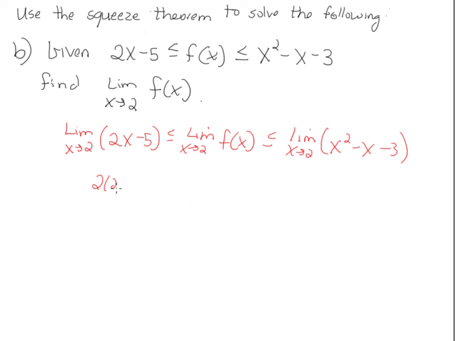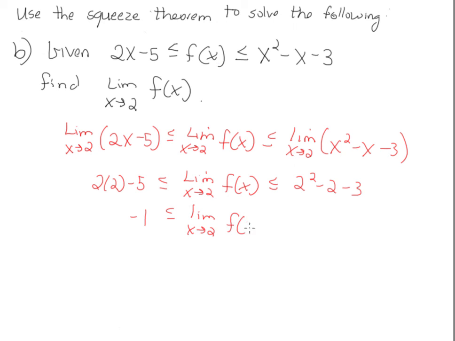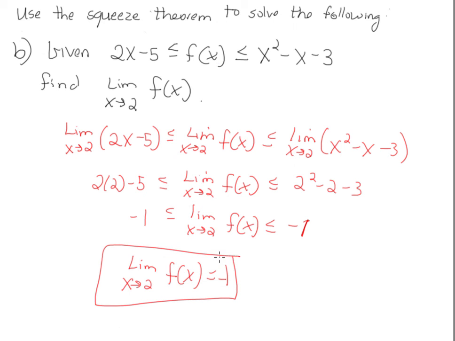I can solve this one by direct substitution. And the limit as x goes to 2 of x squared minus x minus 3 can also be solved by direct substitution. Simplifying that down, I get a -1 on the left of this inequality. Also a -1 on the right of this inequality. So my conclusion is that the limit as x goes to 2 of f of x must equal -1, given the squeeze theorem or sandwich theorem.